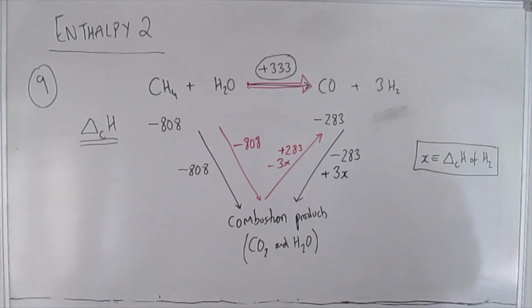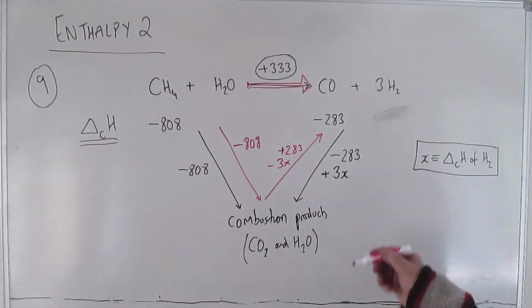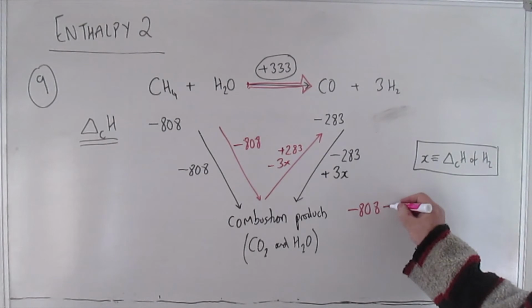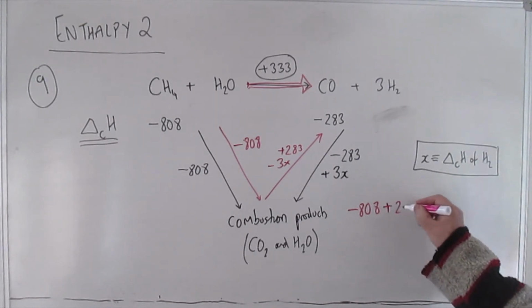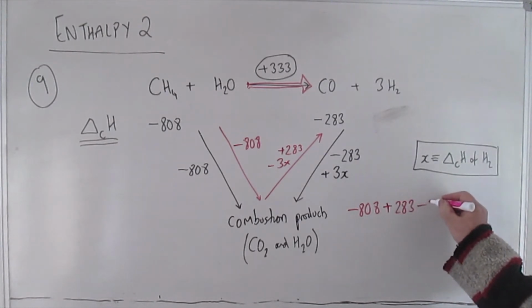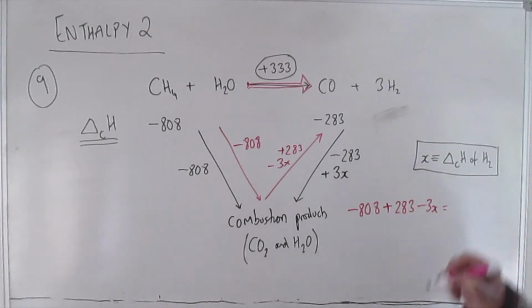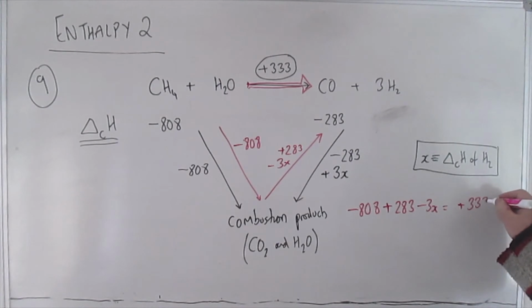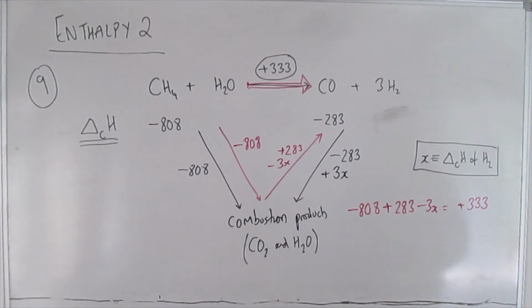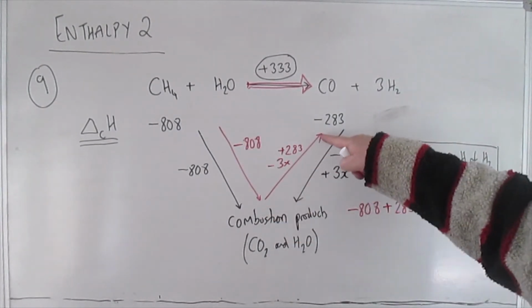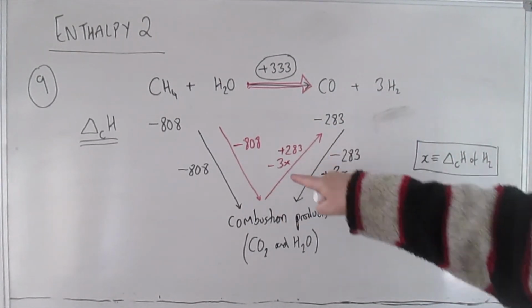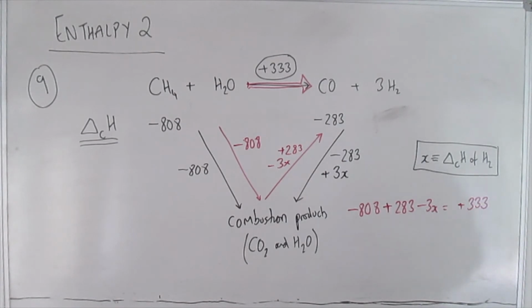of the delta H. So then we can make our enthalpy statement, which is that minus 808 plus 283 minus 3x is equal to plus 333. Okay, so that's saying that that leg plus that leg equals the overall change. So minus 808 plus 283 minus 3x is equal to plus 333.